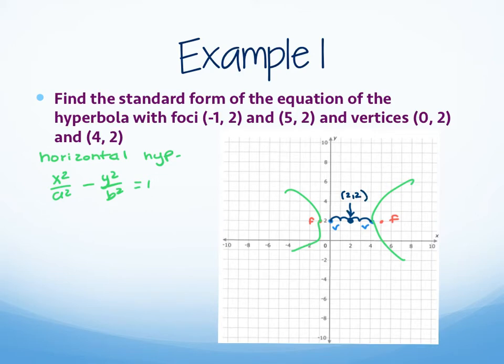You can also find the midpoint. So if you wanted to just find the midpoint, you would add the 2 x's, divide by 2, add the 2 y's, divide by 2. Either way, we get the center is 2, 2. So now I know my numerators, x minus 2 squared minus y minus 2 squared.